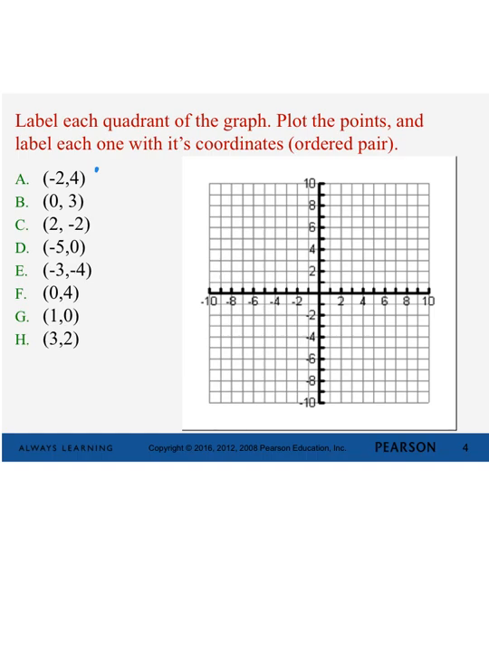And our point (-2, 4) means that we're going to go on the x-axis from the origin. We're going to go -2, 2 places left, and then we're going to go up 4 places, and that's going to give us this point, which is (-2, 4).